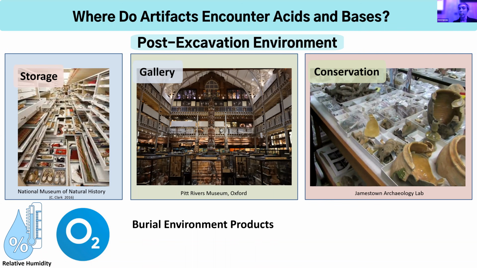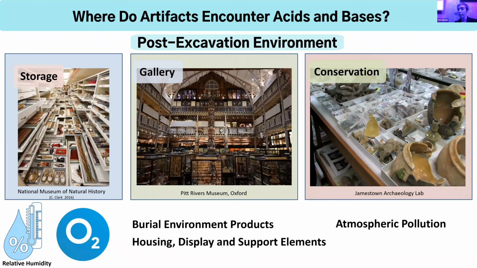So we'll be talking about the way that humidity and oxygen in particular affect burial environment products, things that were left behind inside the artifacts as a result of them being in an acidic environment versus a basic environment, et cetera. We'll also talk about how museum housing, display, and various support elements can be sources of acid-base chemistry. Atmospheric pollution is also a big one, as well as our own conservation materials. The discipline of conservation has had to change quite a bit in the last 40 years as we've understood more and more about the effects our own materials can have on the things we're trying to conserve.